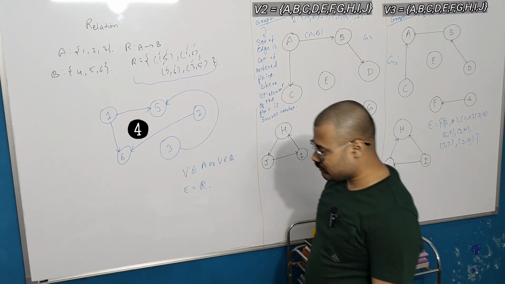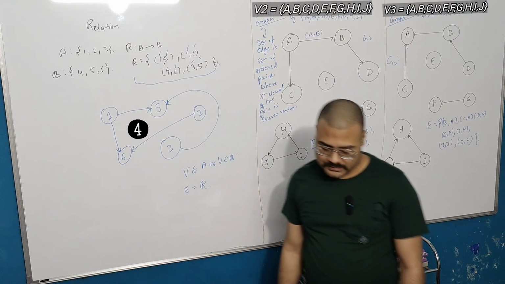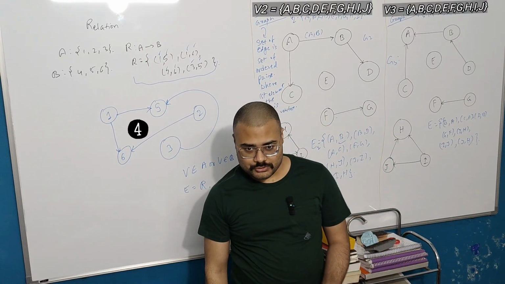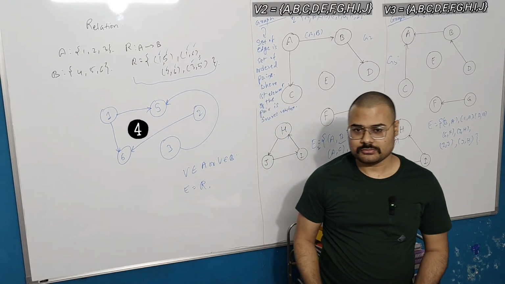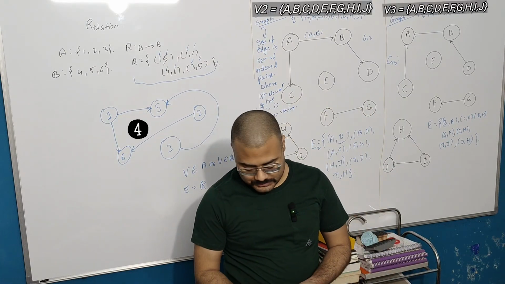So now we will see in the next video different types of relations, like reflexive relation, symmetric relation, transitive relation, equivalence relation. In the subsequent videos we will look at each one of these.